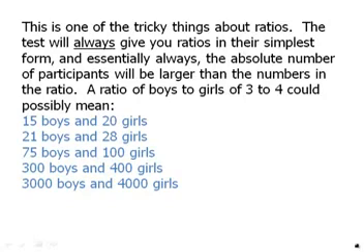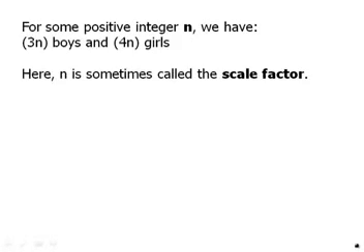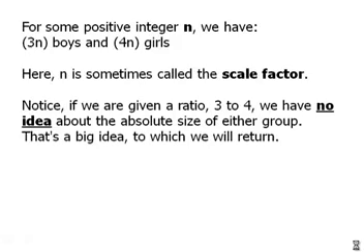In other words, we have no idea simply from the ratio what the absolute size of the group could be. The absolute size of the group could be anything. For some positive integer n, we definitely have 3n boys and 4n girls. We can definitely say that if we're given a 3 to 4 ratio. Here n is sometimes called the scale factor. Notice, once again, if we're given a ratio 3 to 4, we have no idea about the absolute size of either group. That's a big idea to which we will return.